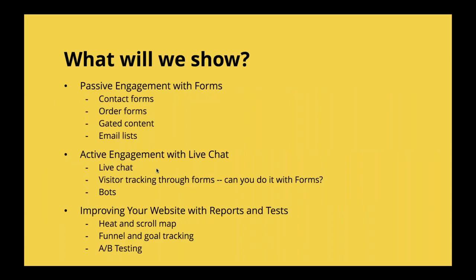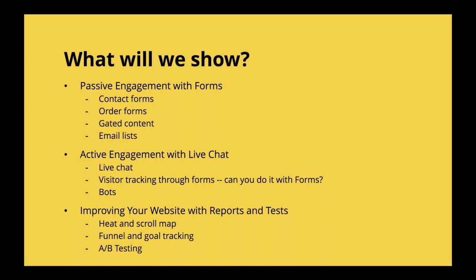So what will I be showing? I want to talk about a few different things, and I've grouped them in such a way as to show some of the flexibility we have here. We'll talk about how we can get passive engagement on our website using forms. There's a whole bunch of different kinds of forms that Zoho can help you with, whether that's contact forms or complex order forms or gated content or email lists, all sorts of stuff.